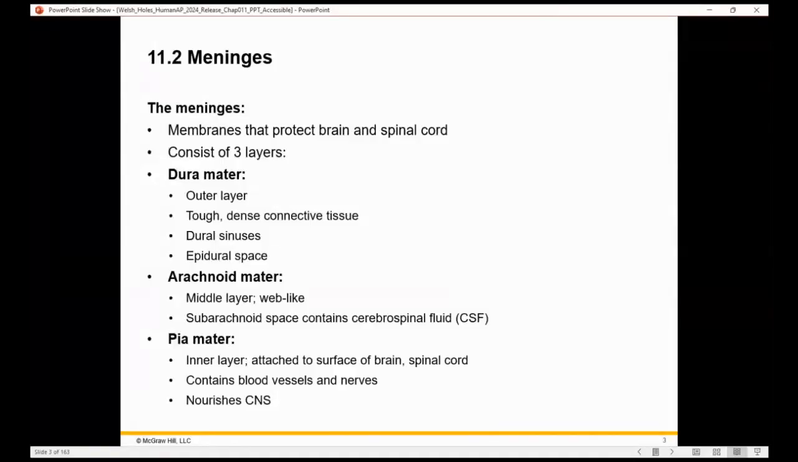So the dura mater is the outer layer. It's a tough, dense connective tissue. It has dural sinuses and an epidural space. The arachnoid mater is a middle layer, and it's web-like. The subarachnoid space contains cerebrospinal fluid. And then the pia mater is the inner layer, and it's attached to the surface of the brain or the spinal cord. It contains blood vessels and nerves, and it nourishes the central nervous system.